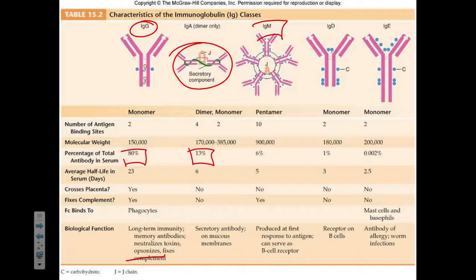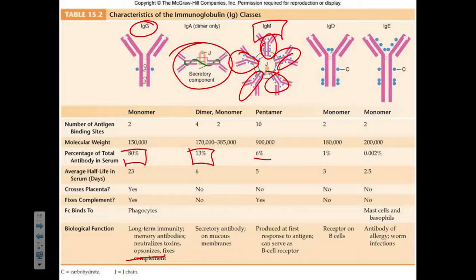IgM, immunoglobulin M, is the big fatty of the group. It's the antibody that's a pentamer. It has 1, 2, 3, 4, 5 subunits. This antibody makes up approximately 6% of the overall concentration of antibodies in our body. And this is going to be a B cell receptor antibody. IgM is on our B cells and serves as a B cell receptor to help mediate the immune response.